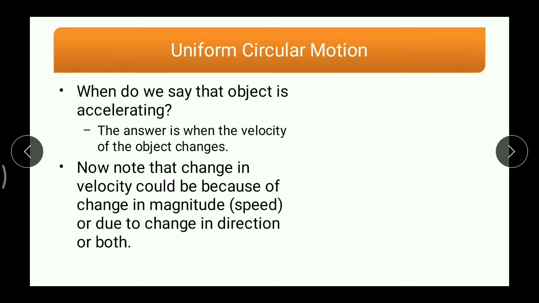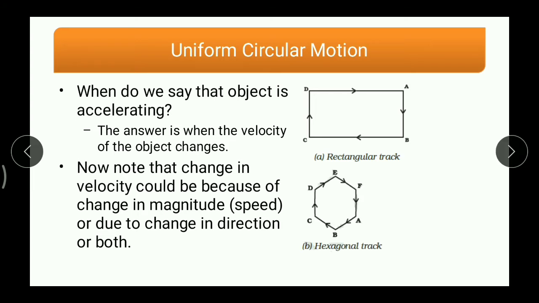Now let us take a few examples of accelerated motions. The first is a rectangular track. If a person decides to run along this track, he will have to change his direction at 4 different places. Which are they? Point A, point B, point C and point D. These are the 4 points where he will have to change his direction.